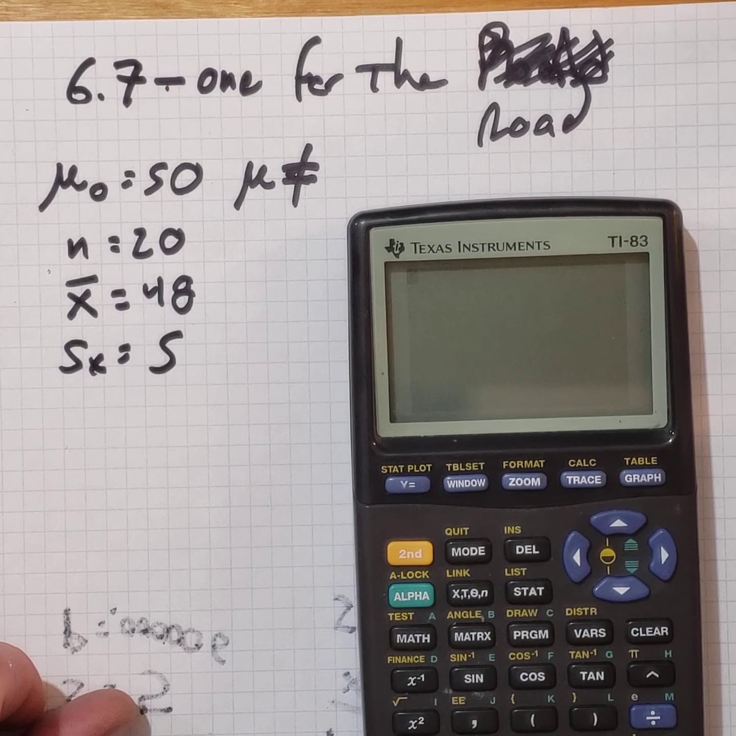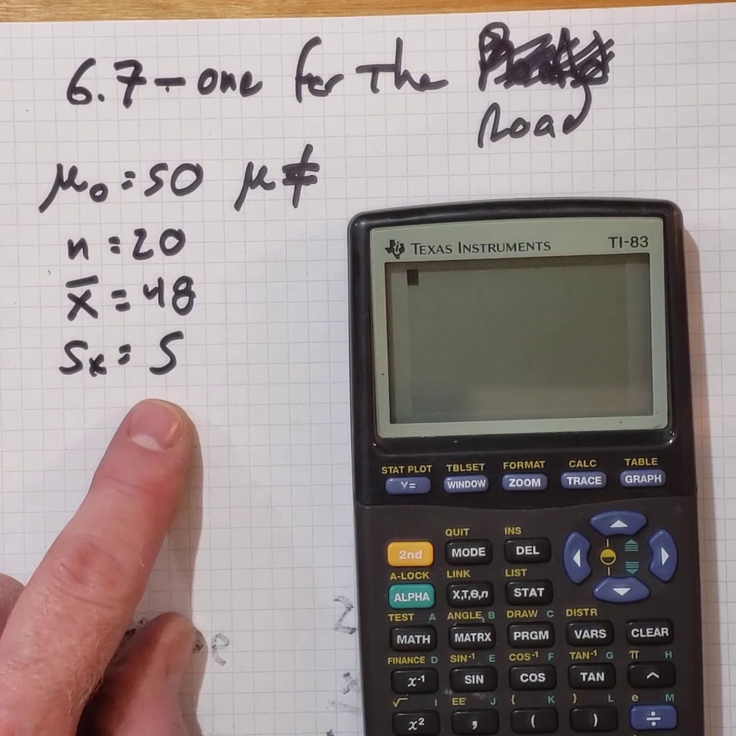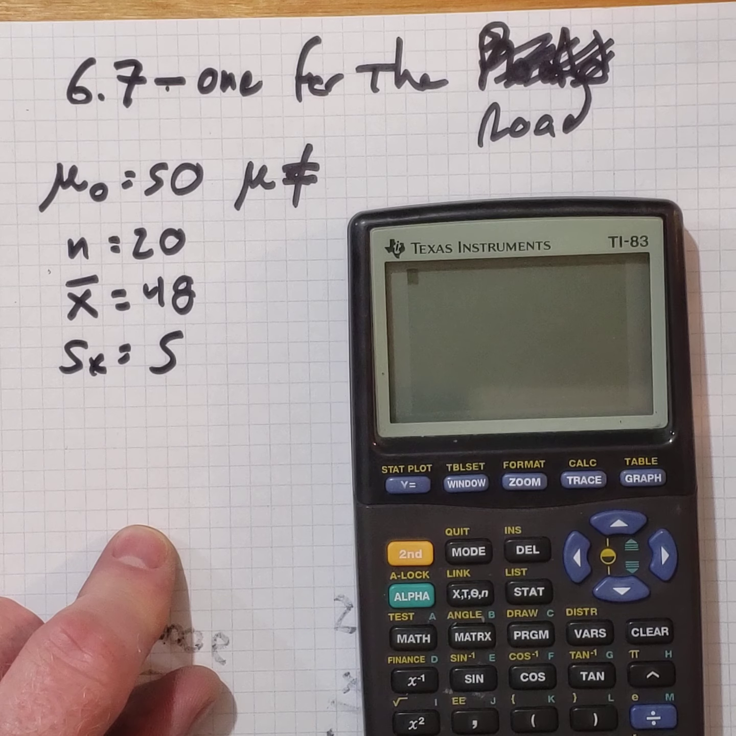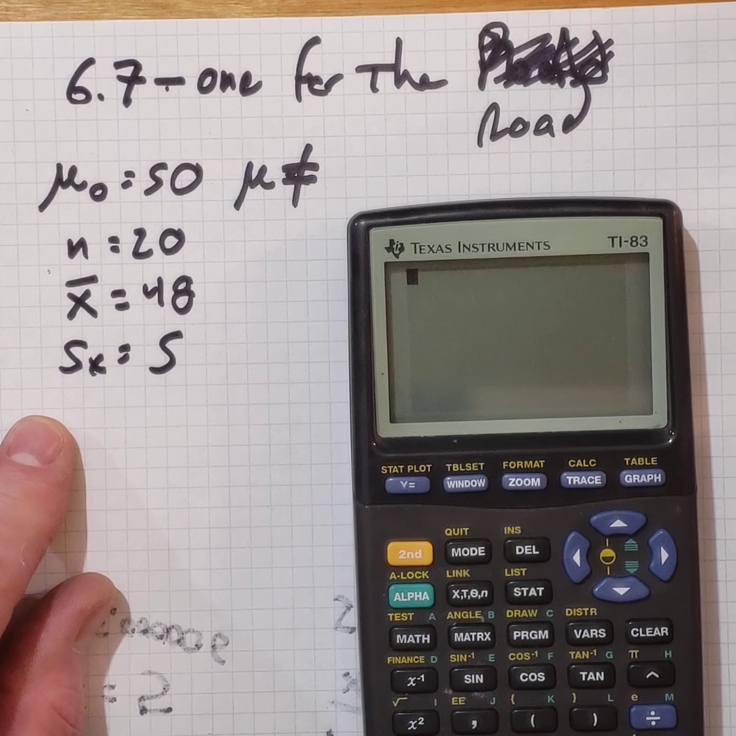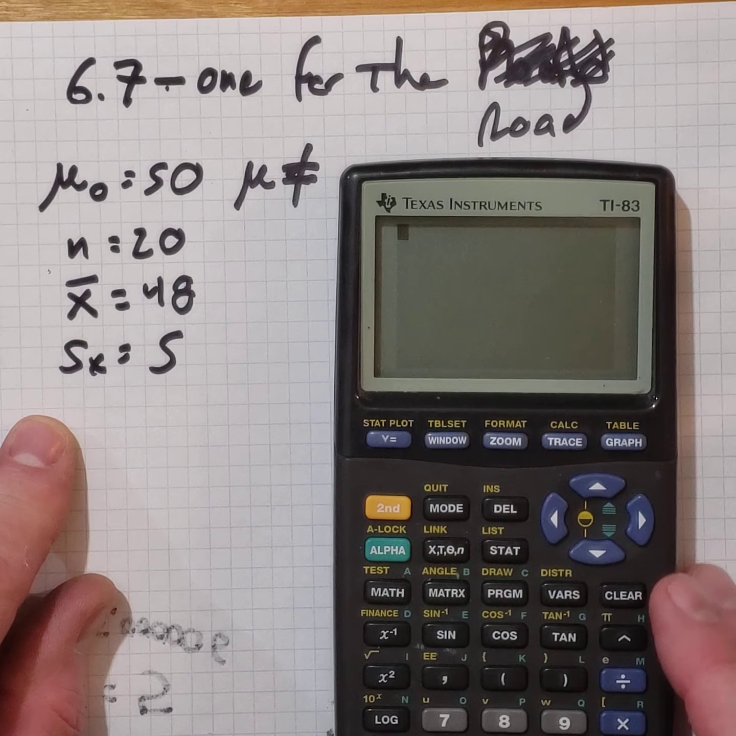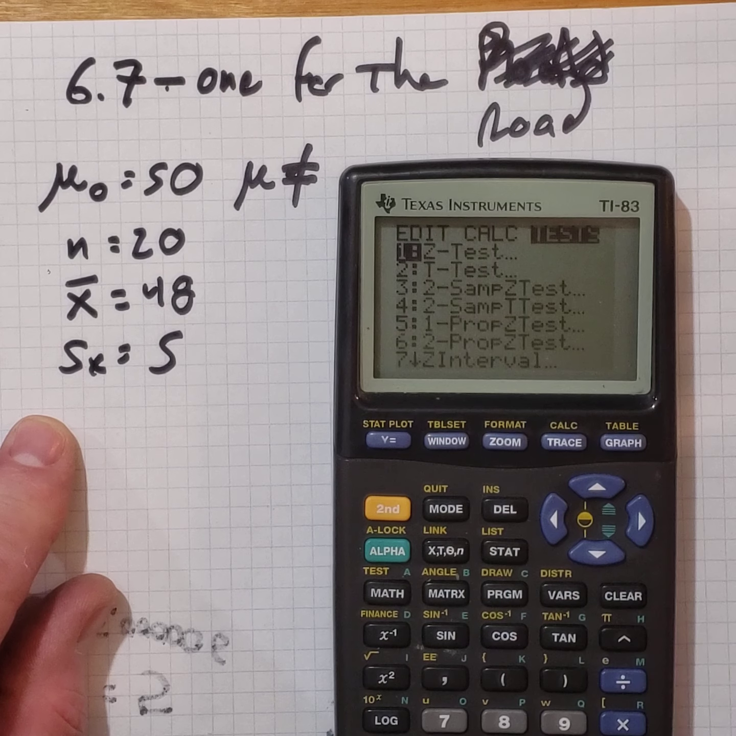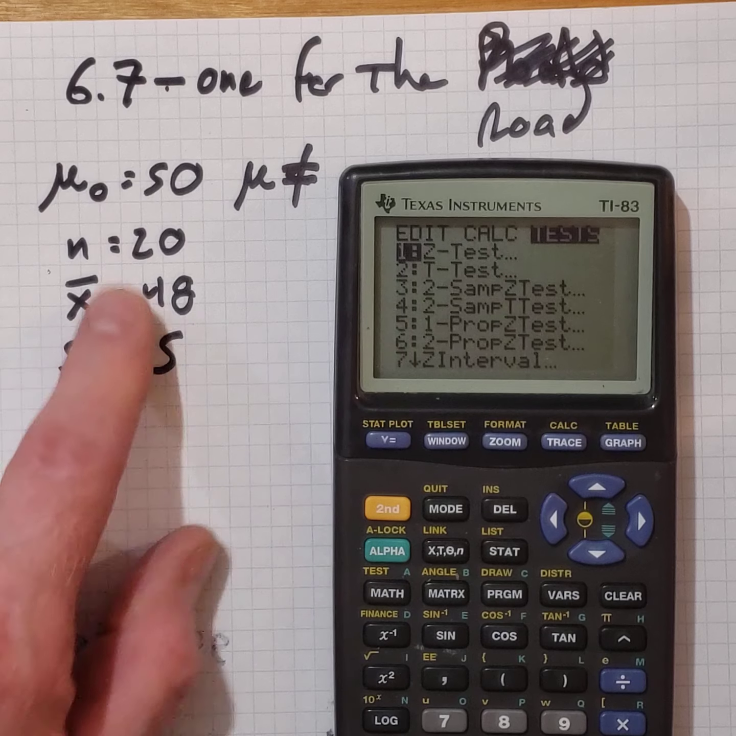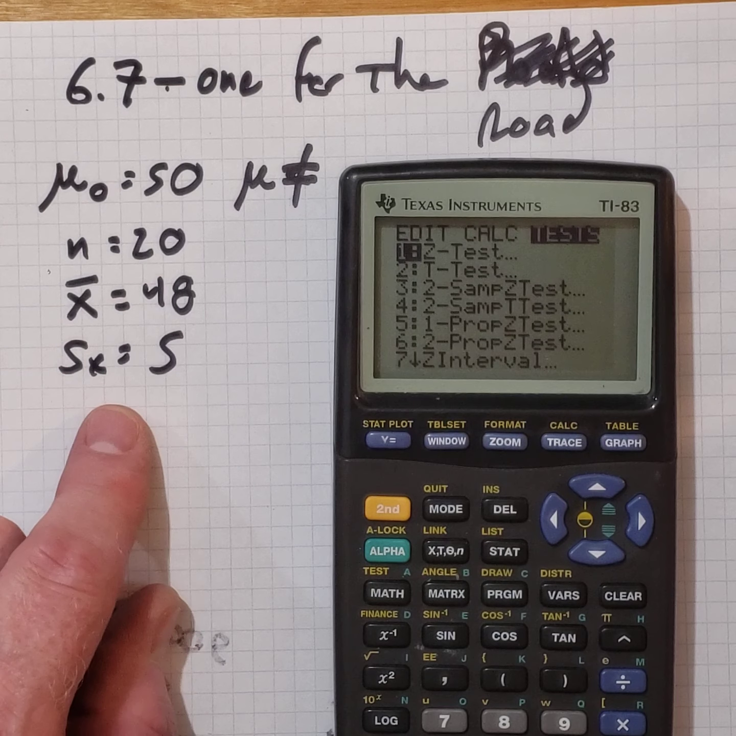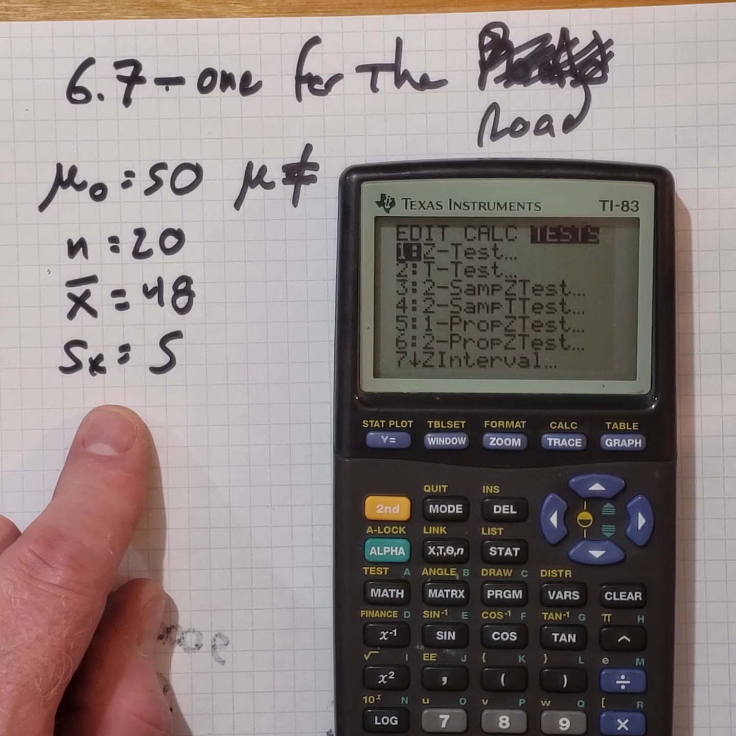So I don't know, whatever you do with a radar gun, I track the speeds of 20 cars on the road. I find that the average speed they're traveling is 48 miles per hour, and the standard deviation for my sample is 5. Okay, so we've got all our relevant information here, and we've got to ask the calculator, which are we going to use, Z or T? Less than 30, and I don't know the standard deviation of the population, so we're going with T.